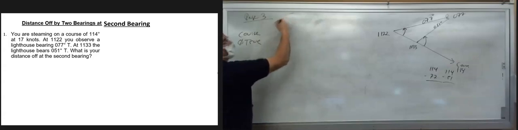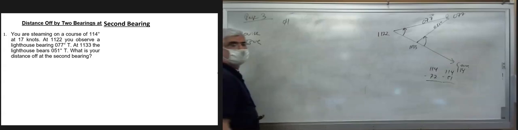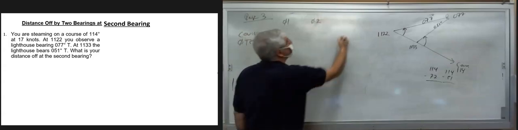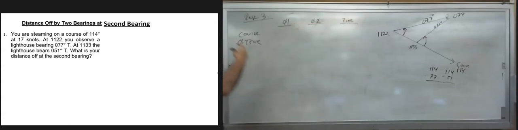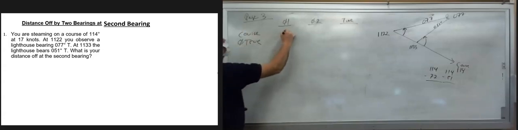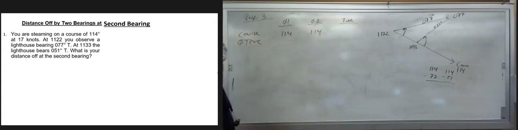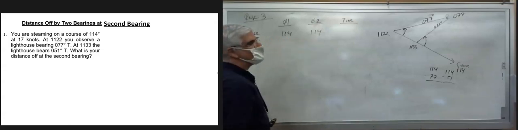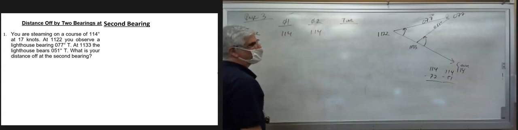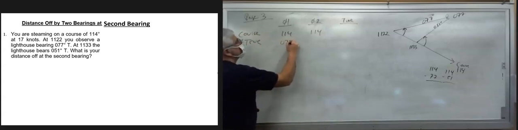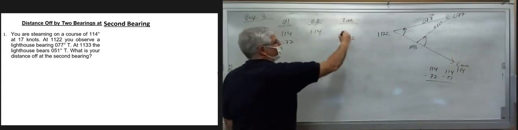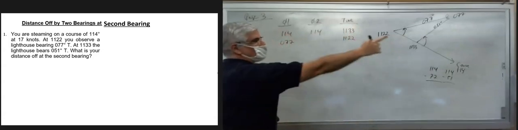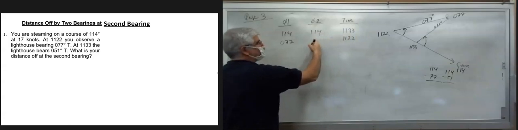Now, I'm going to have a couple of columns here: Bearing 1, Bearing 2, and then over here is going to be time. Okay? What's my course? What did they give me? You observe a lighthouse. You're steaming 114. There's 114. At 11:22, you observe a lighthouse bearing 077. What time was that? At 11:33, you observe it bearing 051.